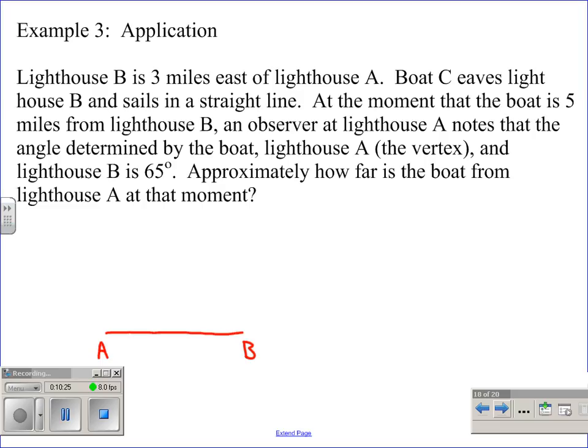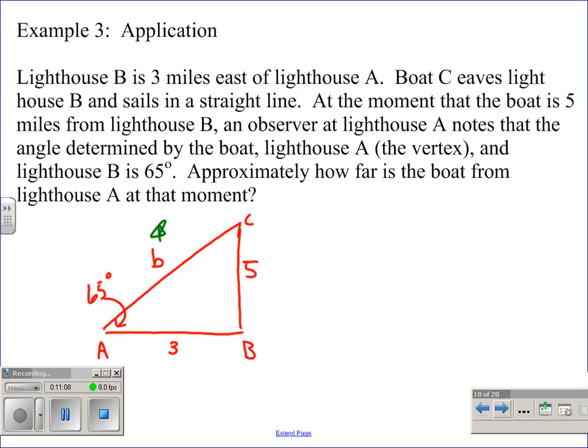Okay, so let's go ahead and finish up our diagram here. So I'm going to make this C, and this is not a right triangle here. It's not drawn to scale. So we'll label this as our 65-degree angle that they refer to. This is going to be 3, and this here is going to be 5, and this is B. Okay, so what we're doing is we're looking for approximately how far the boat is from lighthouse A at that moment. So we're looking to find out what b is here.